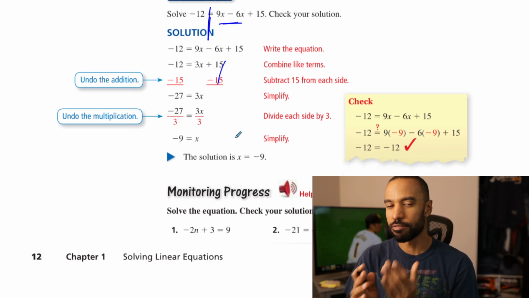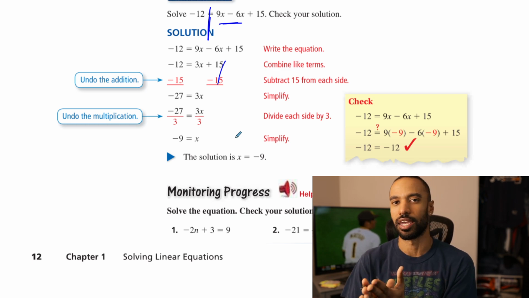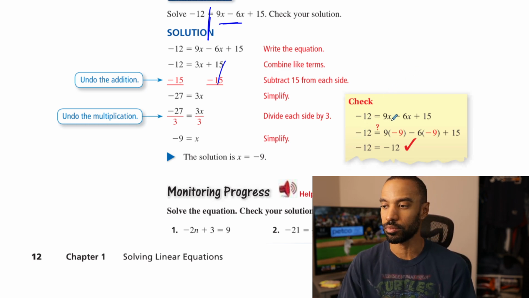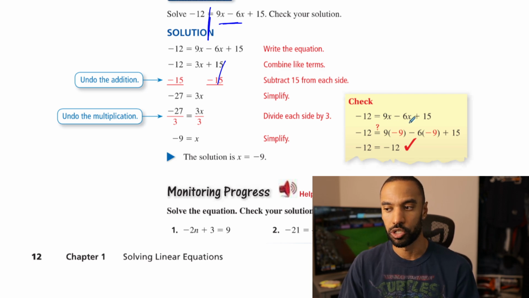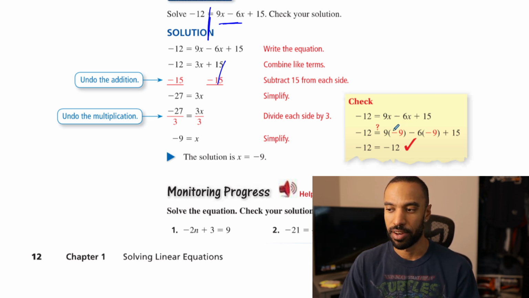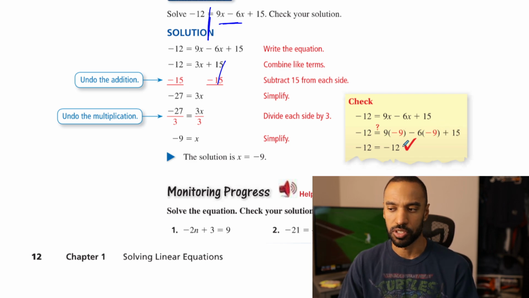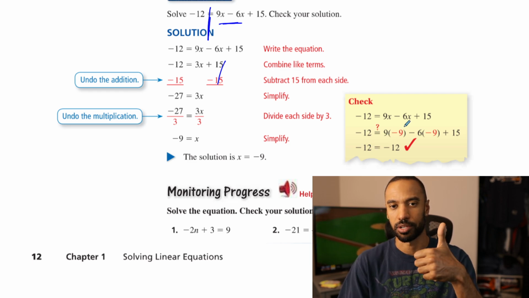So as I said, I'd be going faster through this process and even talking about it. We are going to do double checks if they require it, and I'm guessing they will. So you double check with the original problem again. 9 times negative 9 is negative 81. Minus 6 times negative 9 is plus 54. Those add to negative 27. Negative 27 plus 15 is negative 12. That equals negative 12. It checks out.